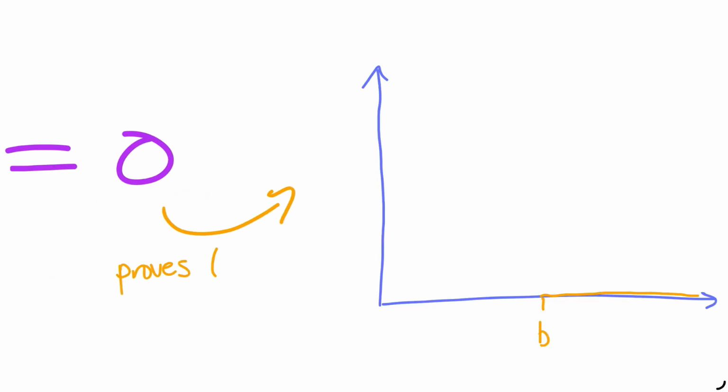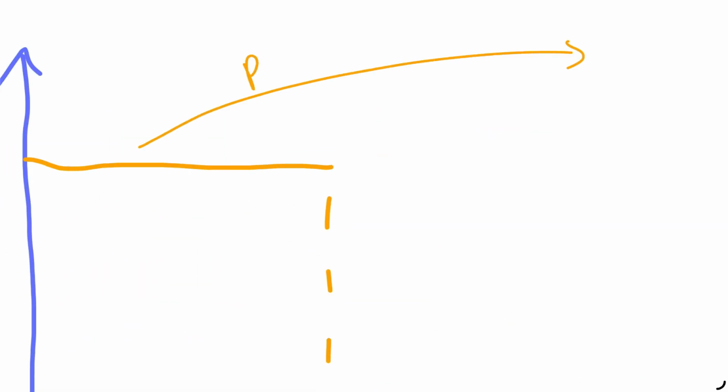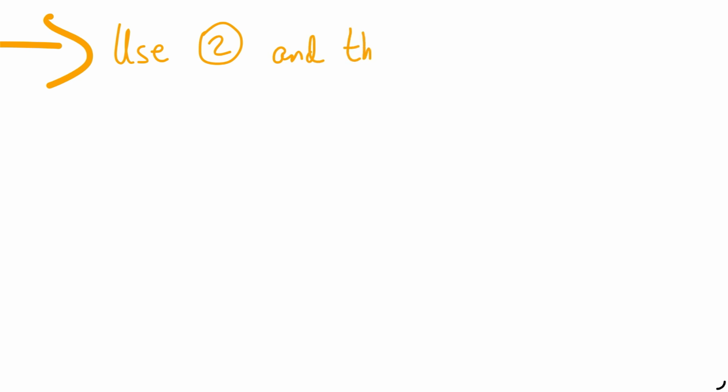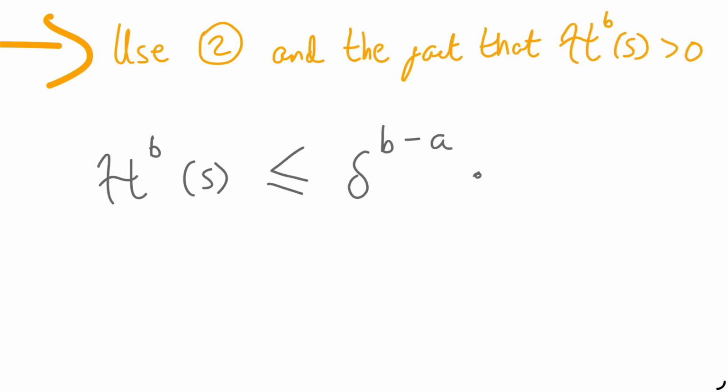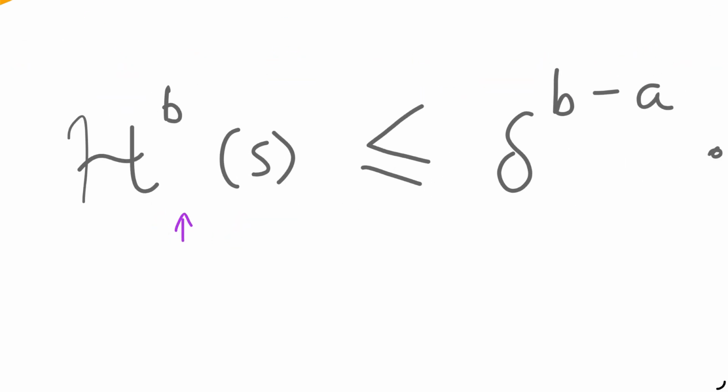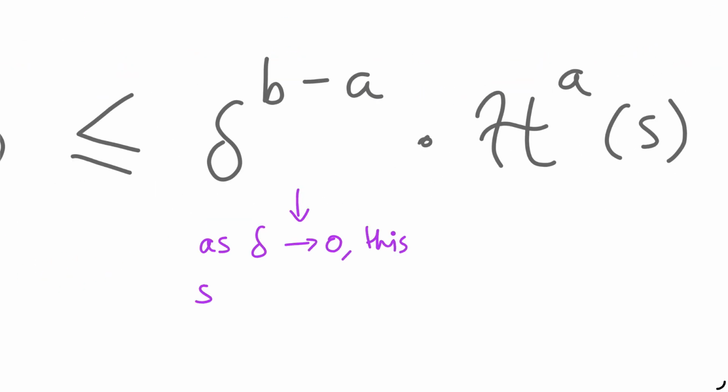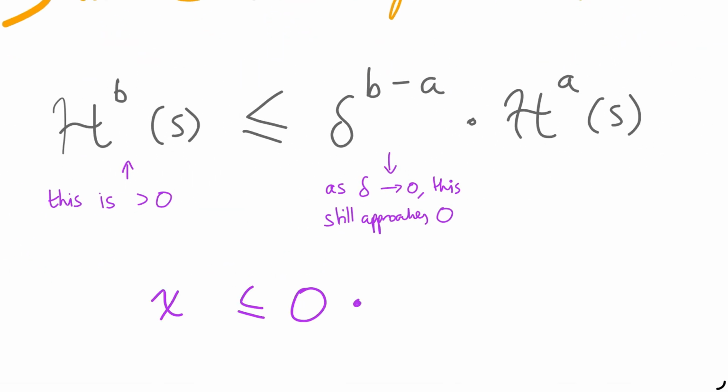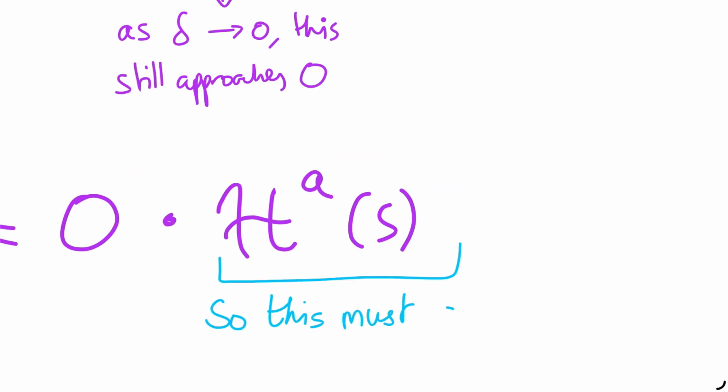Now we look at the second inequality and apply the restriction that the Hausdorff measure in dimension b is greater than 0. So this side here can't be equal to 0. But since this term here still approaches 0 as delta approaches 0, what that means is that the Hausdorff measure in dimension a has to be infinity.